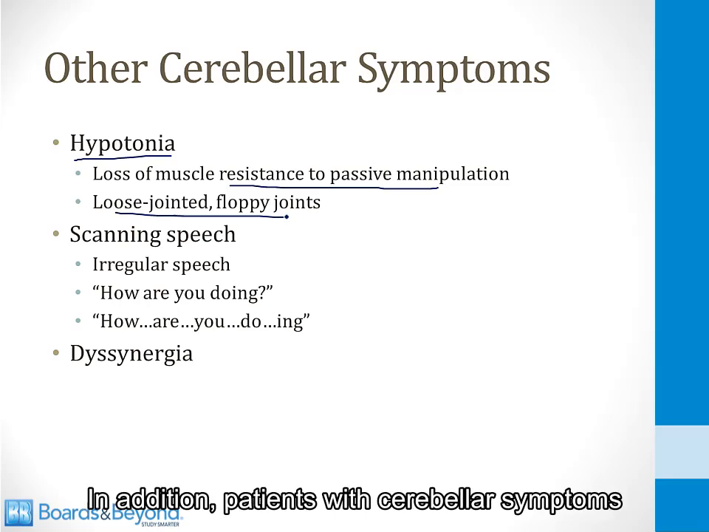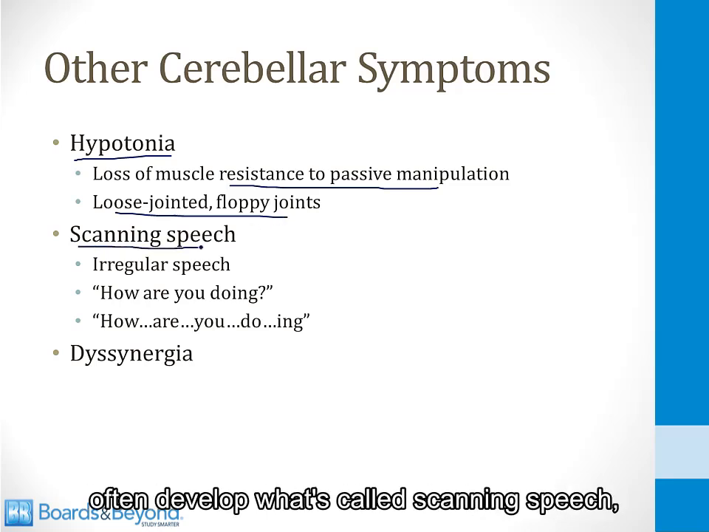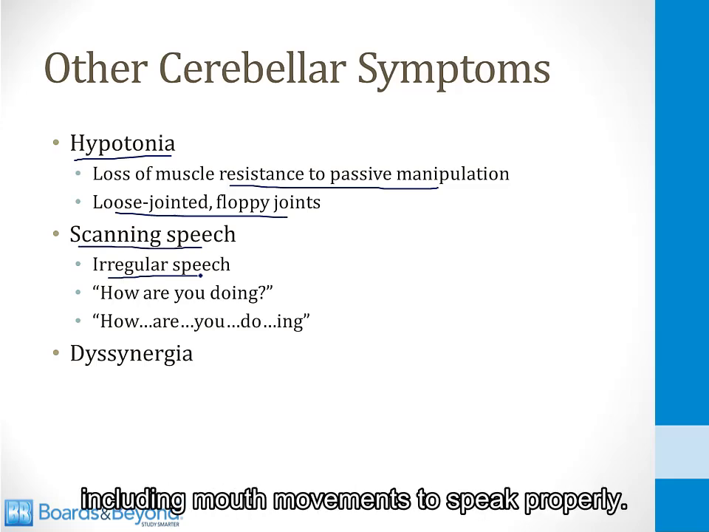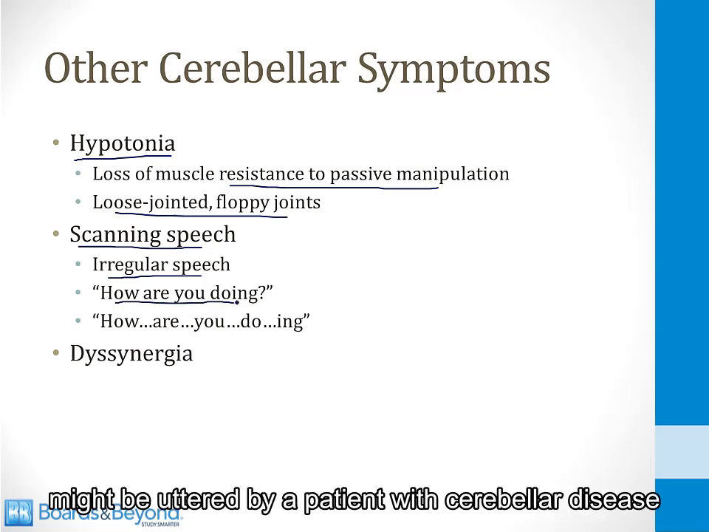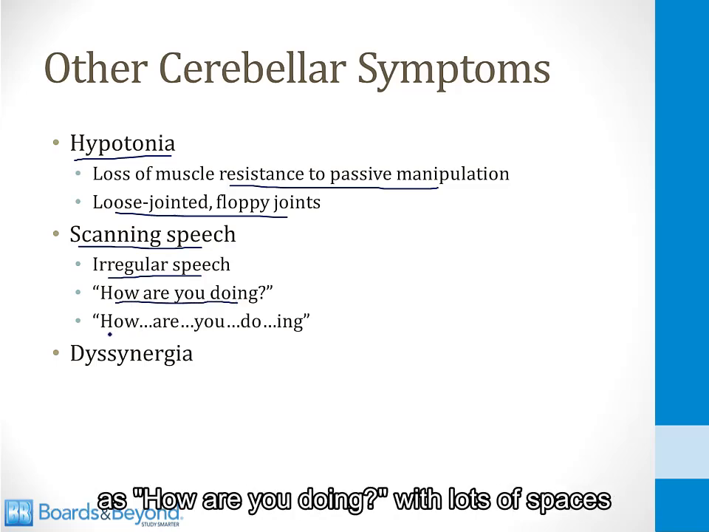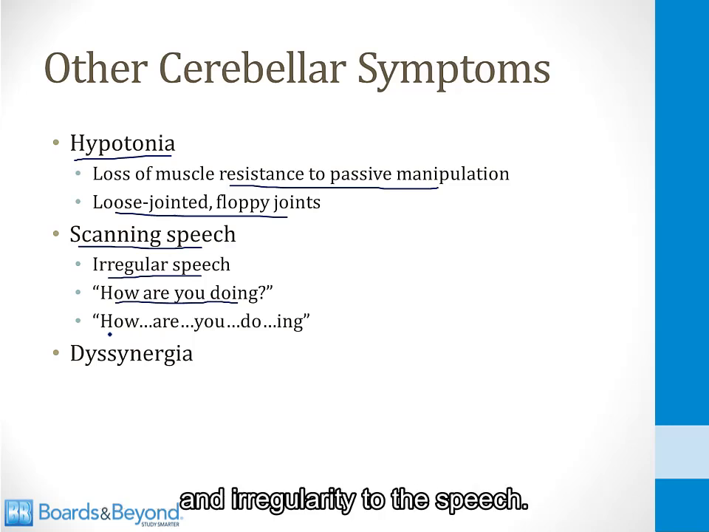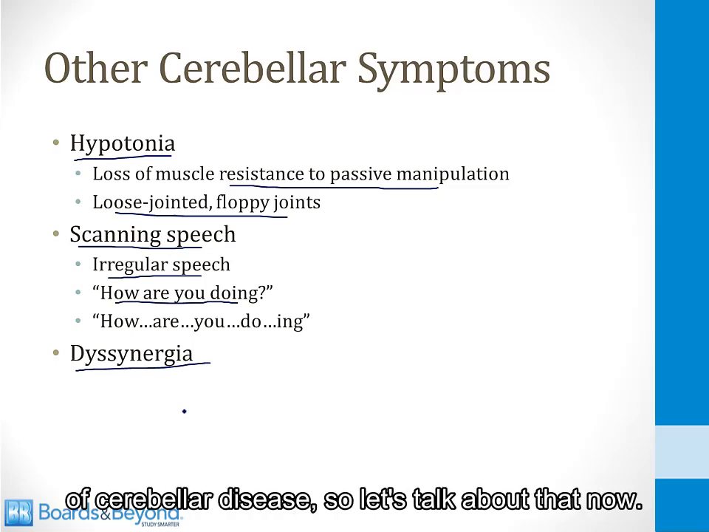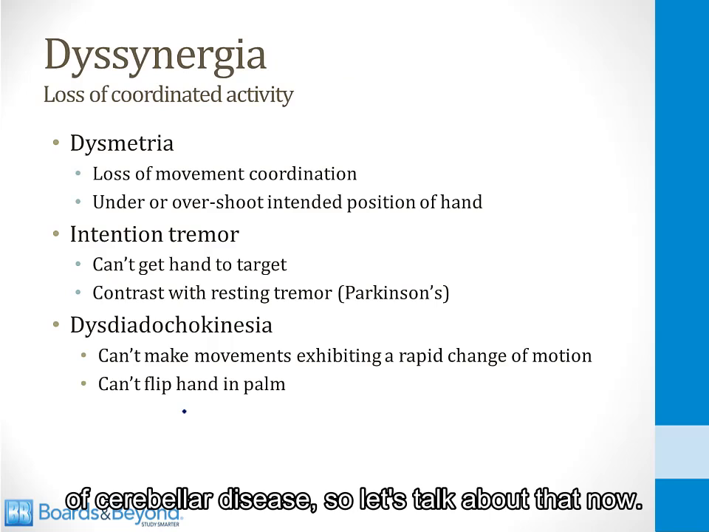In addition, patients with cerebellar symptoms often develop what's called scanning speech. This is irregular speech. Remember, they cannot coordinate movements, including mouth movements, to speak properly. So something like "how are you doing" might be uttered by a patient with cerebellar disease as "how are... you... doing," with lots of spaces and irregularity to the speech. And then finally, dyssynergia is a classic symptom of cerebellar disease, so let's talk about that now.